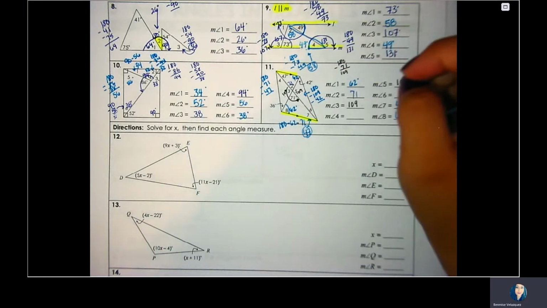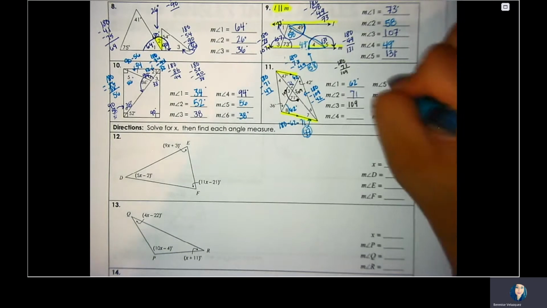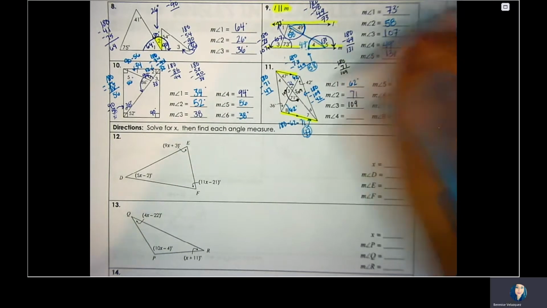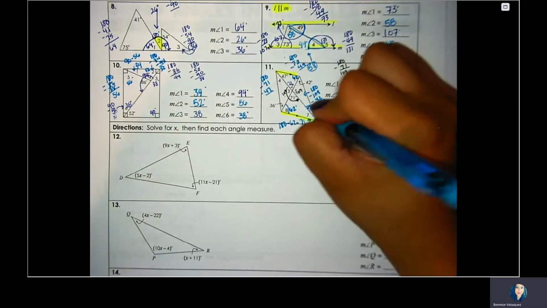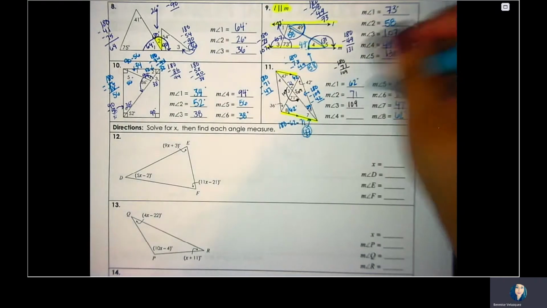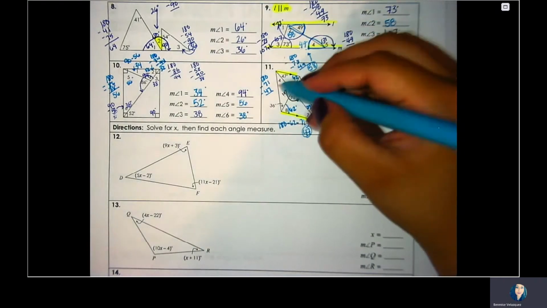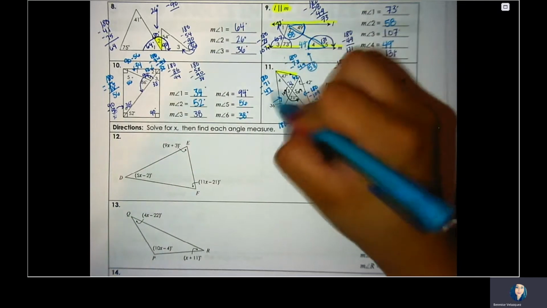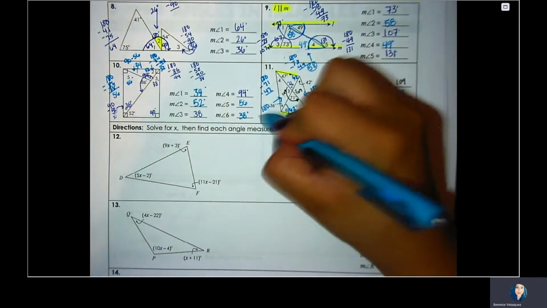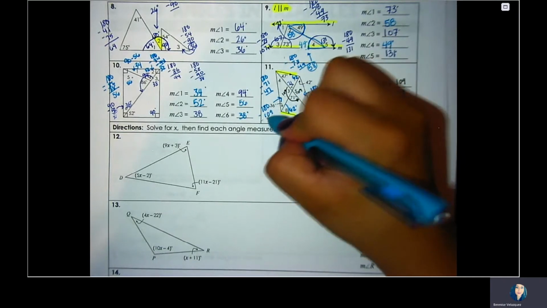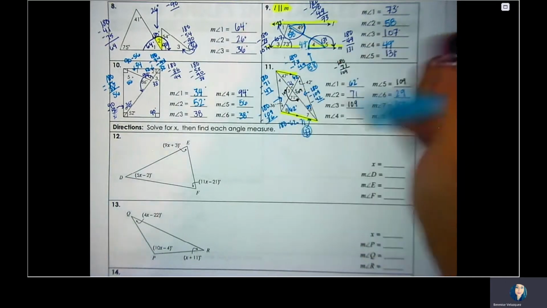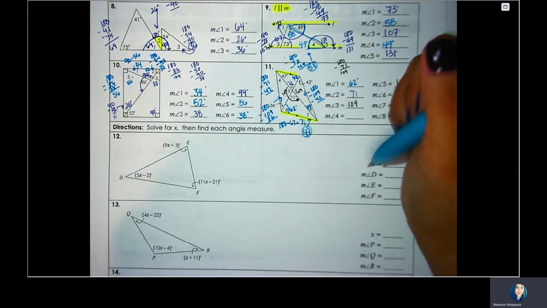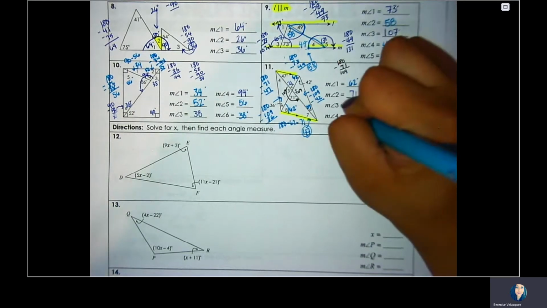Okay, and that's going to give me angle 6. Angle 6 equals 29. Again, I would write it in. So now the only one I'm missing is angle 4. I go to angle 4 and I'm going to do the same style. To find angle 4, I'm going to do 180 minus 109 minus 36. Subtract those out and angle 4 is 35 degrees.